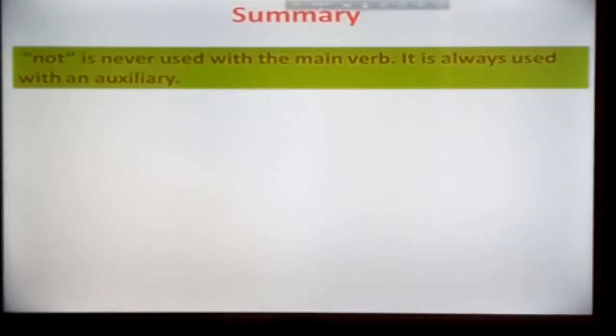The first thing that we have learned from this lesson is that the negative word not is never used with the main verb. It is always used with an auxiliary. Well, although there is at least one exception.